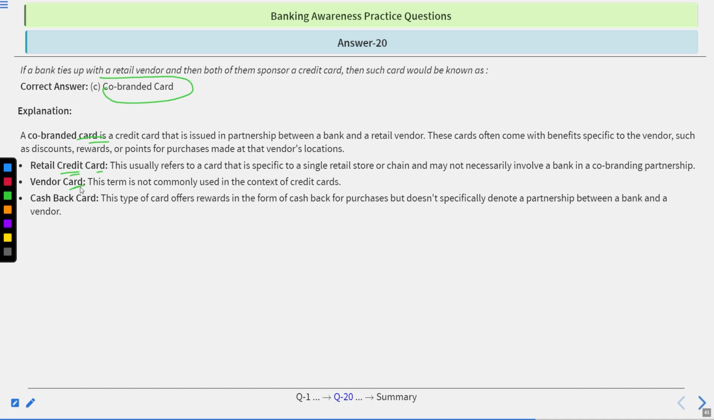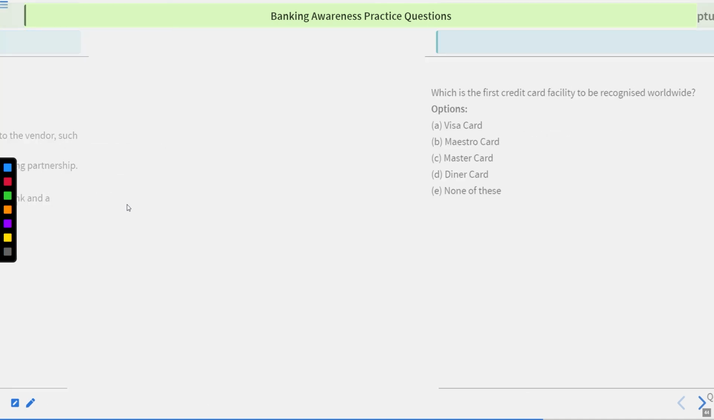Vendor card is not commonly used in the context of credit cards. Cashback card is a type of card that offers rewards in the form of cashback for purchases, and does not specifically denote a partnership between a bank and a vendor.